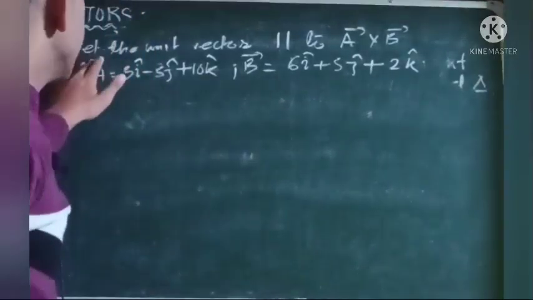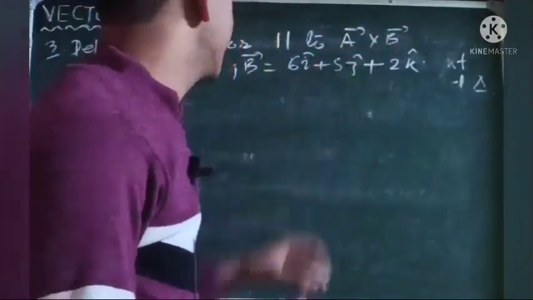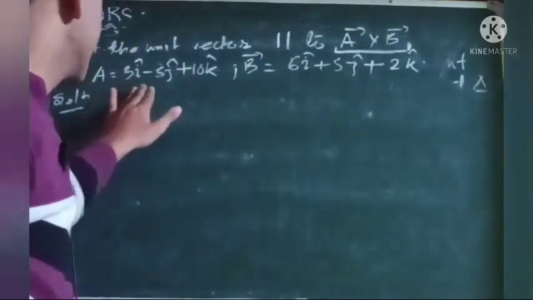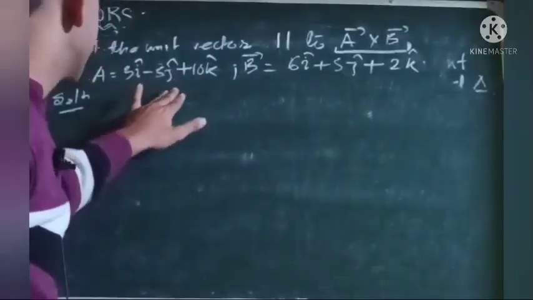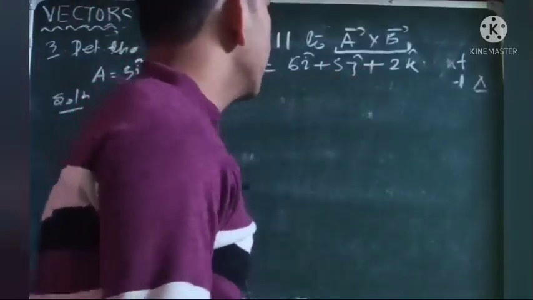Here we are required to determine the unit vector which is parallel to the cross product of A vector and B vector. Here we are given A vector as 3i cap minus 5j cap plus 10k cap, and B vector as 6i cap plus 5j cap plus 2k cap.